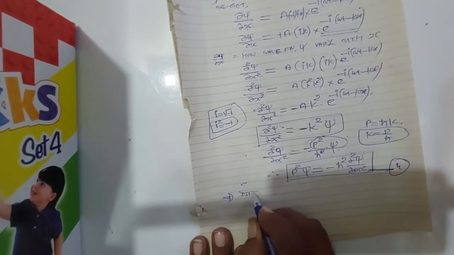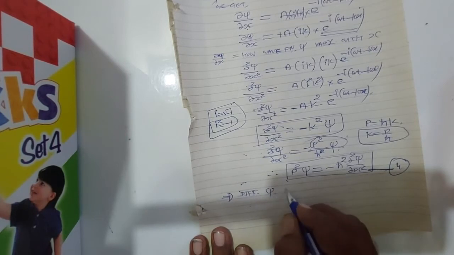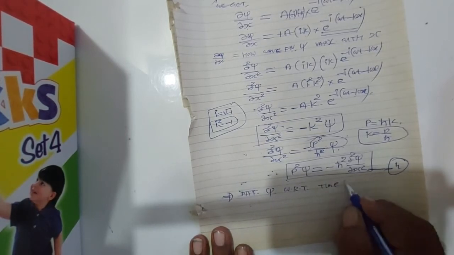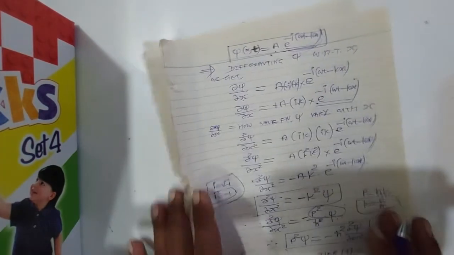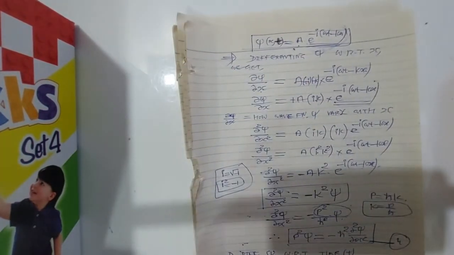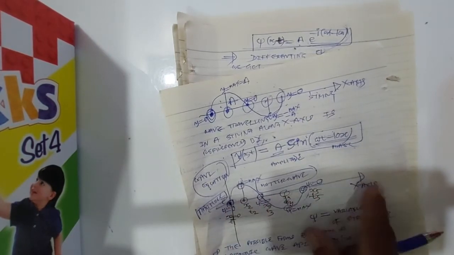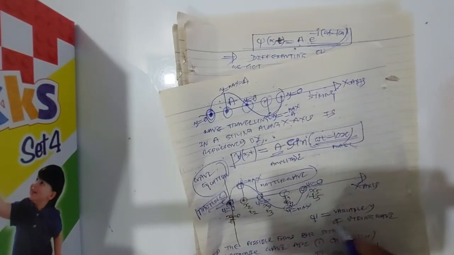Differentiating psi with respect to time t, because as I told you, the wave function psi is different for different values of x: x1, x2, x3, x4, x5. The wave function is different. Similarly, for different times, the wave function has different values.